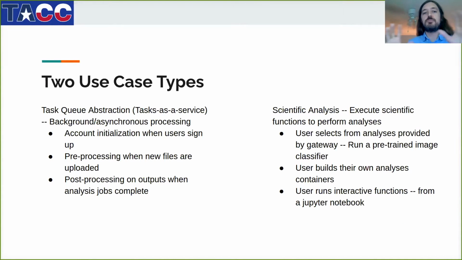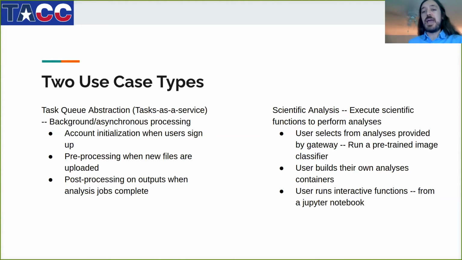There are two primary types of use cases that we see for Abaco. On the one hand, you can just think of Abaco as a task queue abstraction, right? It's just tasks as a service. Any kind of background or asynchronous processing that you want to do, you can package as an actor and you can run it on Abaco. So this could be anything from various things you need to do at account initialization when new users sign up for your gateway, to pre-processing and post-processing of files and other kinds of data that are coming into the gateway. So that's on the one side.